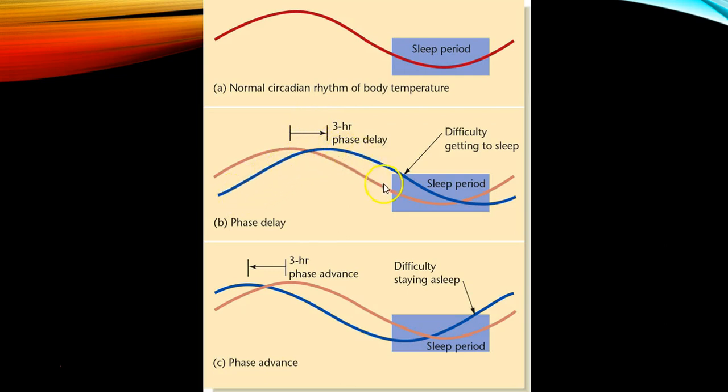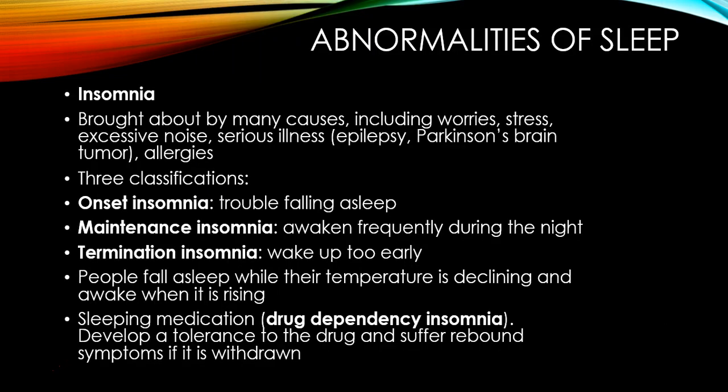And so instead of falling asleep when the body temperature is falling, their body temperature hasn't fallen enough yet. And so they may have difficulty getting to sleep until their body temperature is in that right area for falling asleep. Or with a 3-hour phase advance, the body temperature starts to rise too early. That typically wakes you up, but it's waking them up too early. So body temperature and sleep are very closely related.